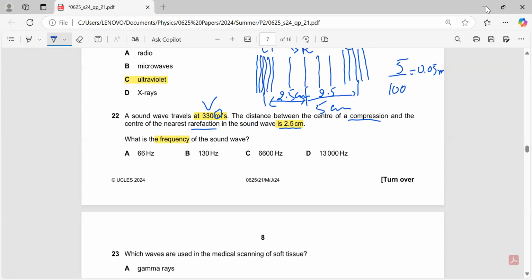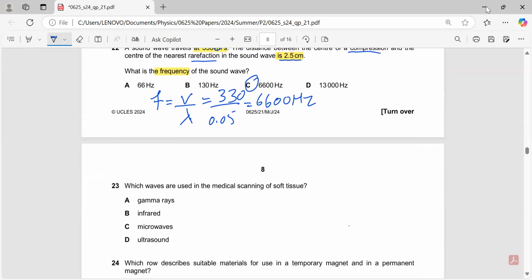To calculate frequency, we have the equation v over lambda, speed over wavelength. Now we have both the terms, so it's very easy for us to calculate 330 divided by 0.05. So our answer will be 6600 hertz. The option in it is correct.